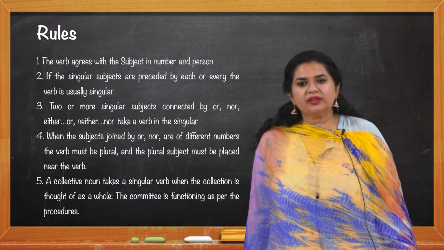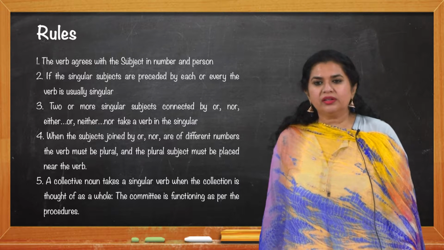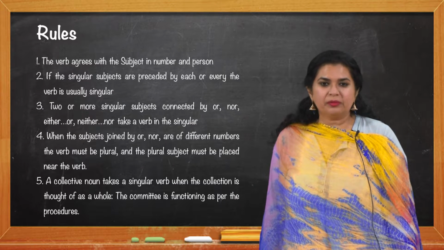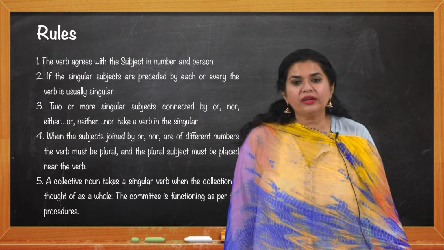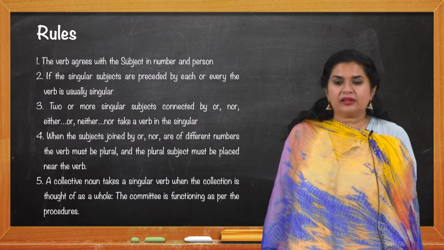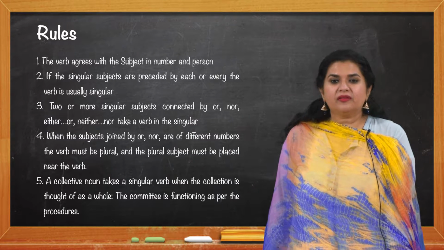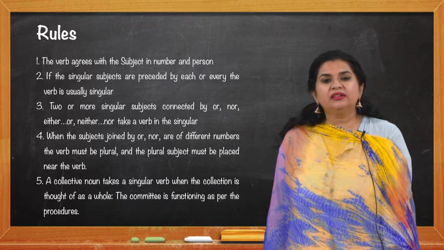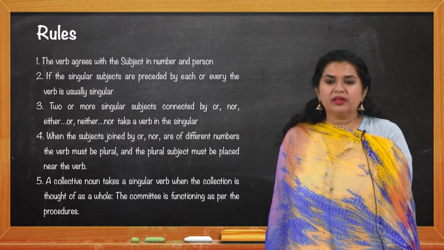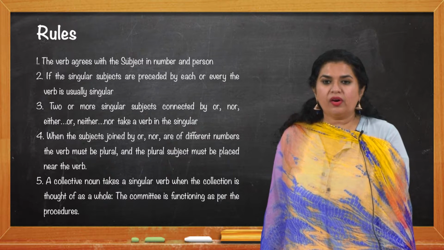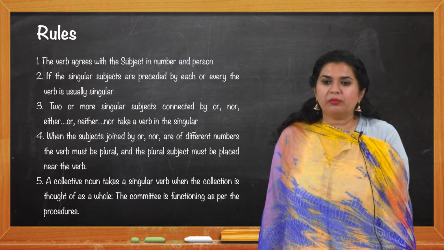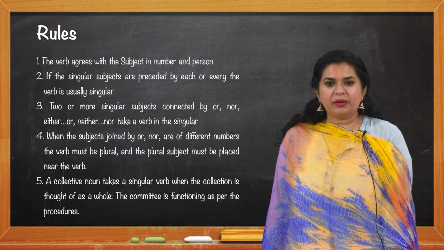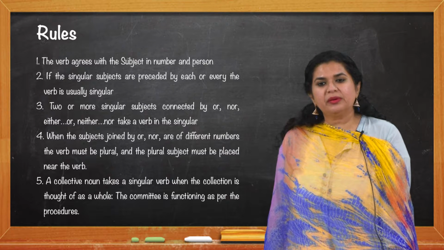Two or more singular subjects connected by or, nor, either-or, neither-nor take a verb in the singular. This is also important to remember. When the subjects joined by or, nor are of different numbers, the verb must be plural and the plural subject must be placed near the verb. This is also extremely important. Joined by or, nor, and of different numbers, the verb must be plural. Remember that, and the plural subject must be placed near the verb.